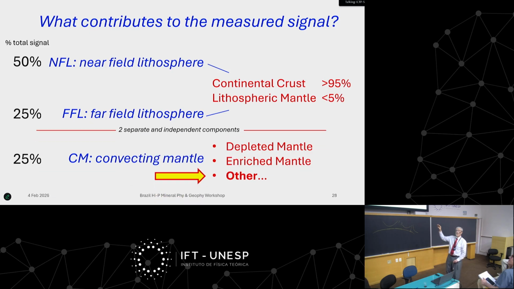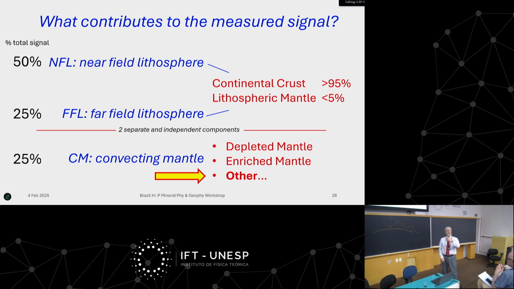And we want to know what the far field is. And then we can see that for the lithosphere, 50% is from the near field, 25% from the far field, and about 25% from the mantle. And usually we talk about the enriched and depleted mantle, but we always have to be aware of the other mantle. For instance, we've been spending a lot of time talking about early Earth differentiation volumes or masses.